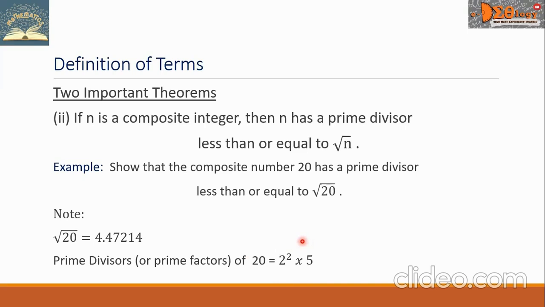To be specific, the prime factors of 20 are the number 2 with the power 2 and the integer 5. So we have this number 2 that is less than the square root of 20. So we write the number 2 is less than 4.47214.